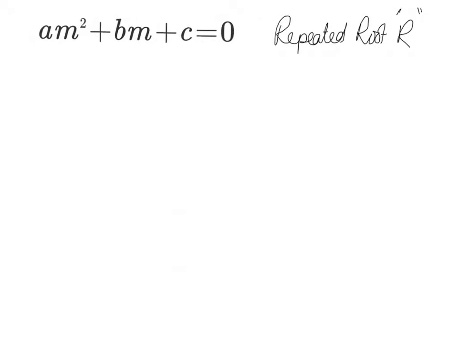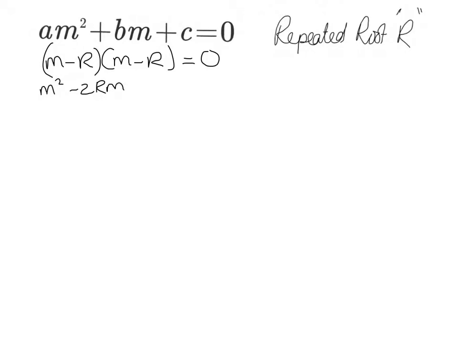Now let's say that our auxiliary quadratic am squared plus bm plus c has a repeated root m equals r. Now that means two things. It means that really, if I wanted to, I could factorise this quadratic as m minus r times m minus r. Probably have to do a bit of work to get to that point, but I definitely can because r is a repeated root. Now if I expand that out, I get m squared minus 2rm plus r squared equals 0.